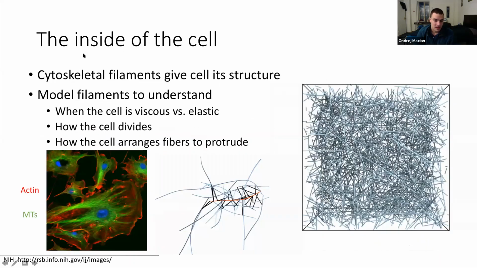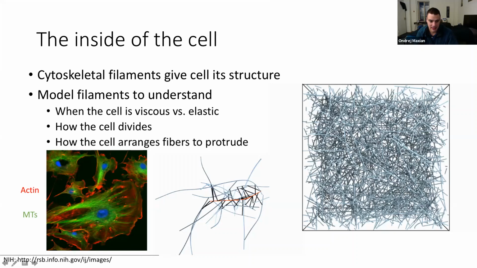So what I've been working on now is the inside of the cell. So I've been working on trying to understand the structure of what we call the cytoskeleton. And here's a nice, this is just from Wikipedia. This is a nice microscopic image, fluorescence microscopy image of the cell. And what you see is that the cell is really filled with all these green and red things. And the green are what we call microtubules, which you've probably heard of. And the red are these actin filaments, which are less well known.